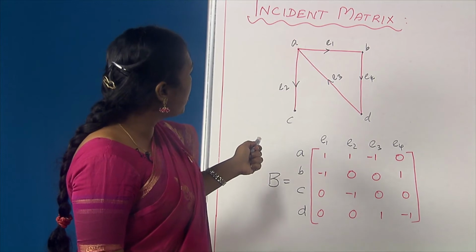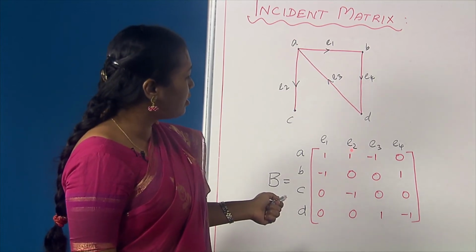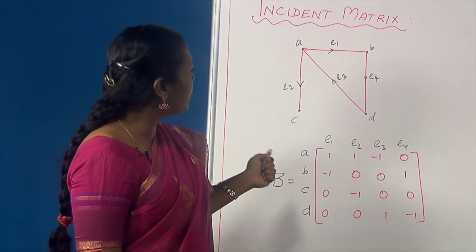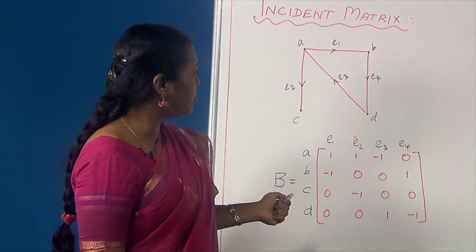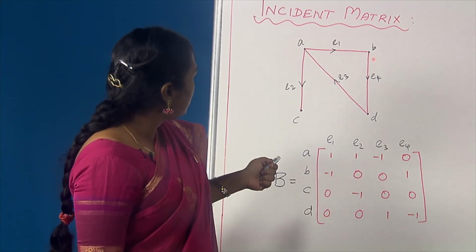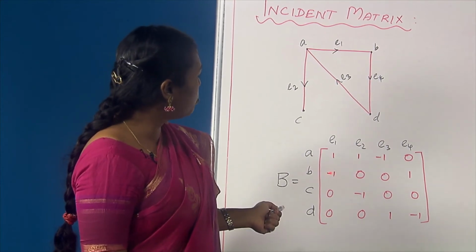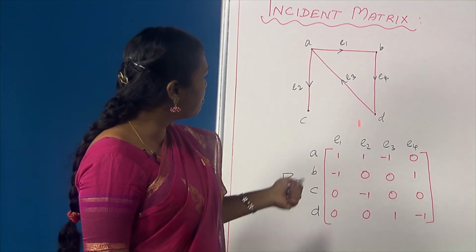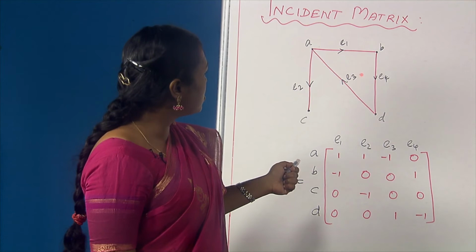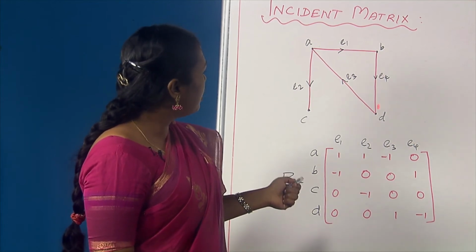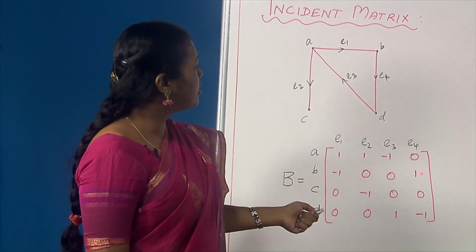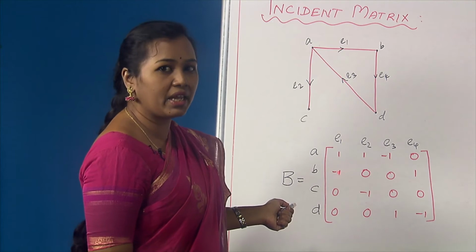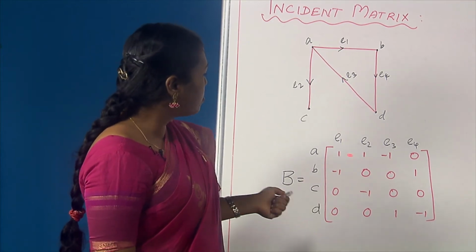Then E2 is also going outside of A into C, and therefore it is marked as 1. From A to E4, there is no connection, and therefore you can mark it as 0. For B, E1 is coming inside B, therefore minus 1. E2 is not incident upon B, so it is 0. E3 again is not incident upon B, and therefore 0. E4 is going outside of B into D, therefore in keeping with the notation, it is plus 1. So 1 if it is going out, minus 1 if it is coming in. That is the notation we are using here.